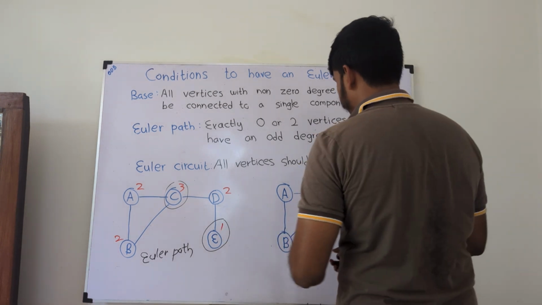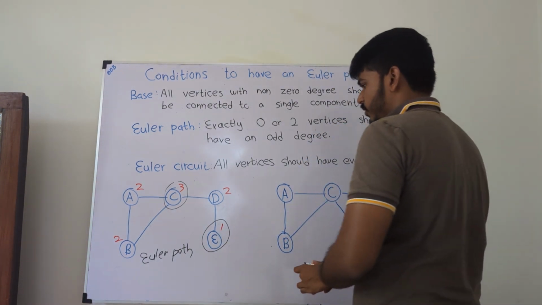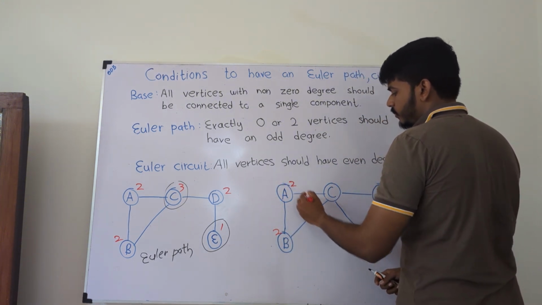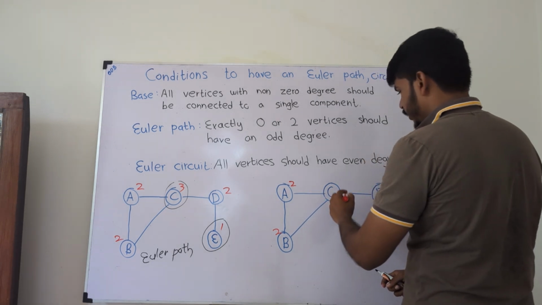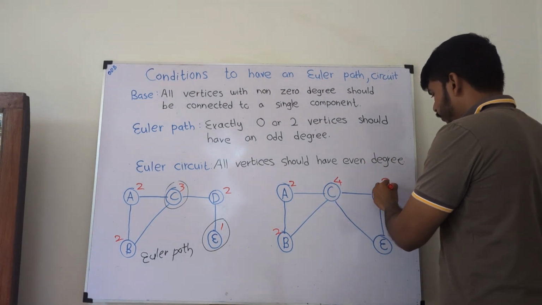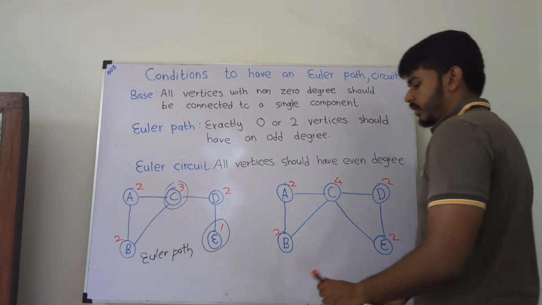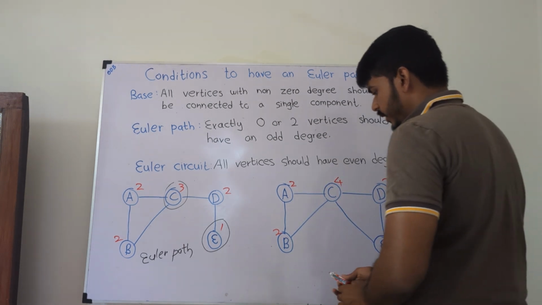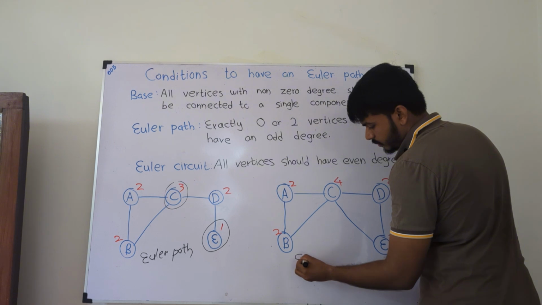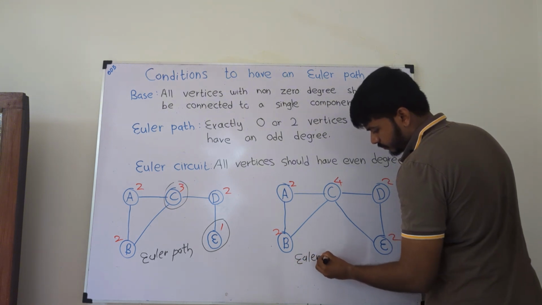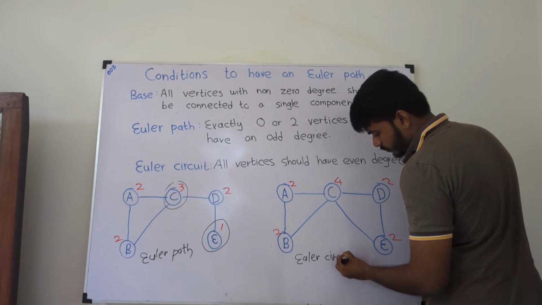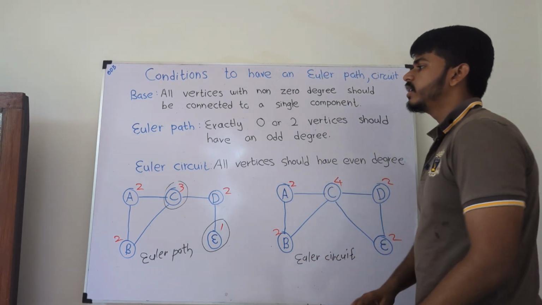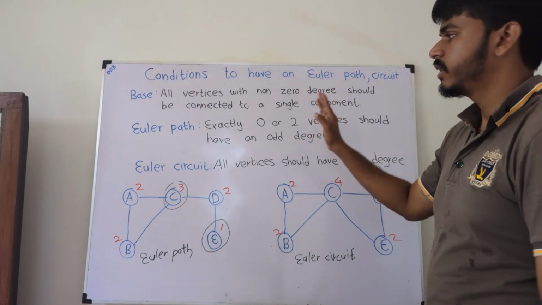Then in this right side example, I am also going to calculate the degrees. Here the degree is 2, here the degree is 2, here in C the degree is 4, here the degree is 2, here also the degree is 2. In this, all the vertices have an even degree. So this contains an Euler circuit. So those are the conditions we need to have an Euler path or a circuit.